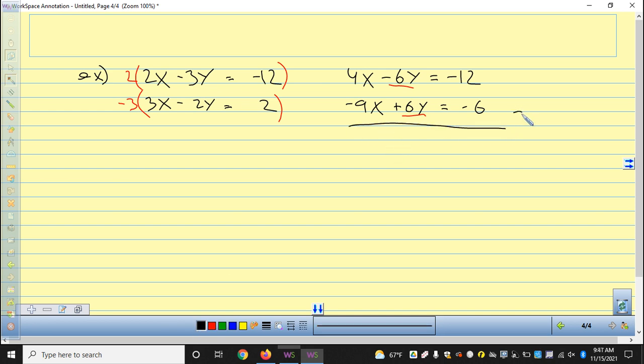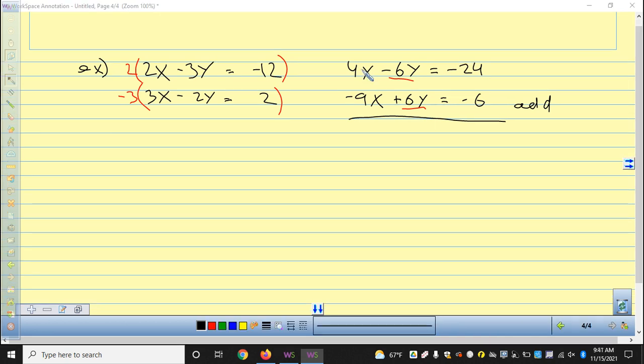Yes? Thank you. That's a kind of arithmetic mistake I make when I'm solving by elimination, is I forget to do the multiplication. And that's also kind of like why it's easier to add than subtract. All right, so add these together.